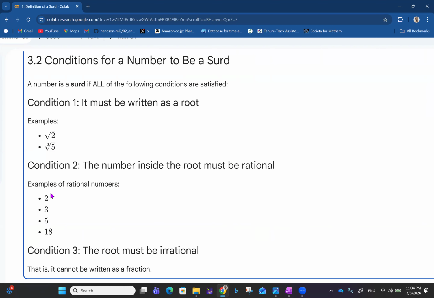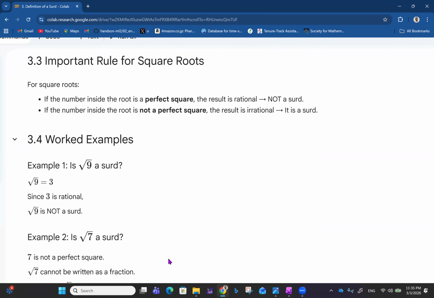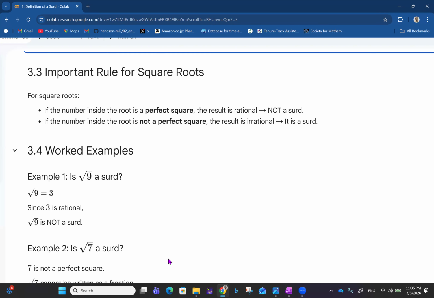Examples of rational numbers are 2, 3, 5, 18, and so on and so forth, because they can be written as the ratio of two integers, like 2 over 1, 3 over 1, 5 over 1, 18 over 1. Of course, you can also have maybe 2 over 3 and all that, right? Condition 3, the root must be irrational. When you evaluate the root of that rational number, it must be irrational, that is, it cannot be written as a fraction. These conditions must be met for you to say a number is actually a surd. I think I've given the example already, and more examples are still coming.